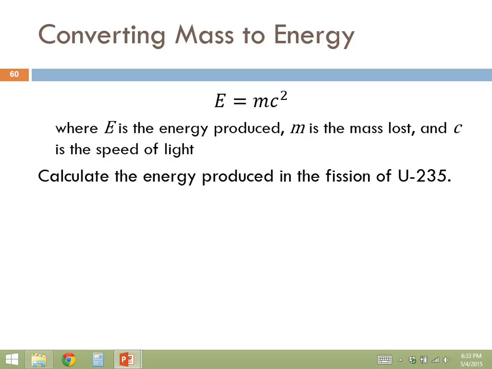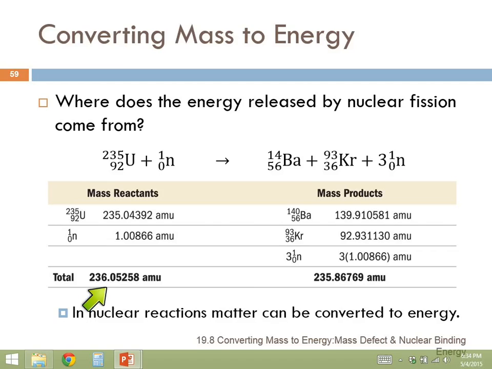So this is where Einstein's famous equation E equals mc squared comes into play. E is energy that is produced, m is the mass that is lost, and c squared is the speed of light squared. So we can actually calculate the amount of energy produced when one atom of uranium-235 is broken apart. So the way we would start this is we have to compare these two masses. The difference between those is the amount of mass that has been lost.